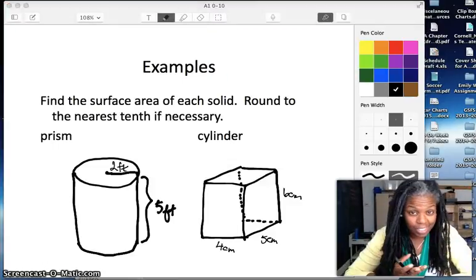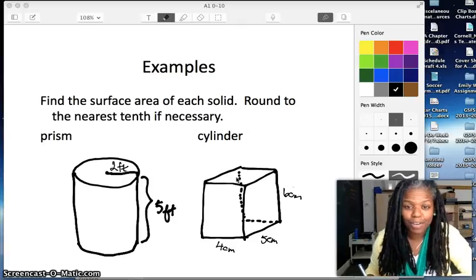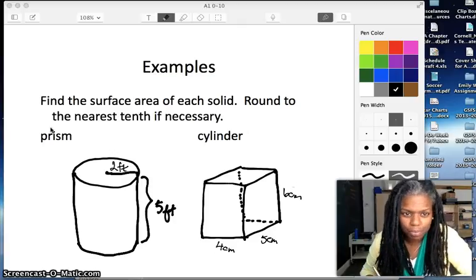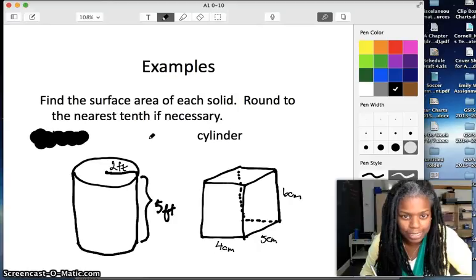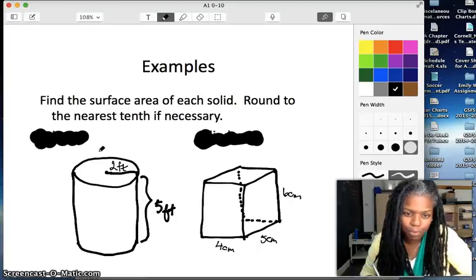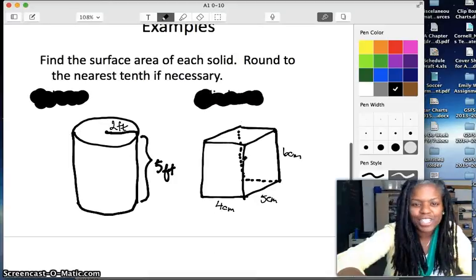So here we have a cylinder and we have a rectangular prism, and I think I put them in the wrong place, so I'm going to just erase that and pretend that didn't exist. That one was the cylinder. Okay, so we've got a cylinder.